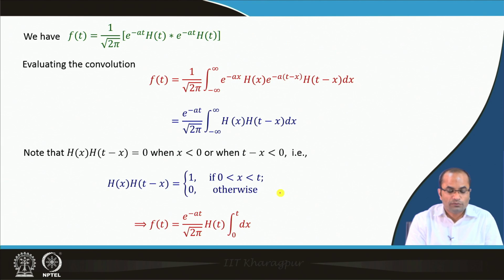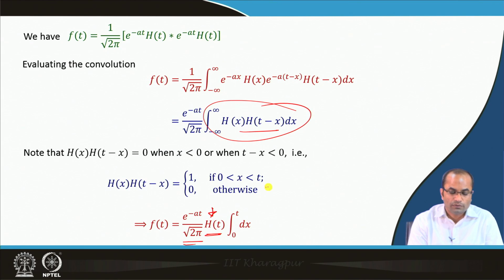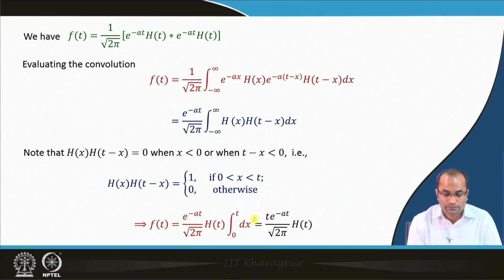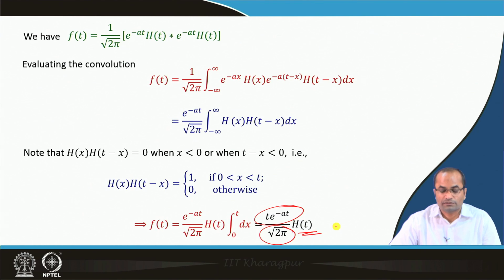Therefore, we can write down here e power minus a t over 2 pi, and h t is important because this integral will survive only when this t is positive. And then we have here 0 to t, the value 1 over dx, which we can evaluate, this is just t. So, we have t e power minus a t divided by square root 2 pi and this Heaviside function of t.